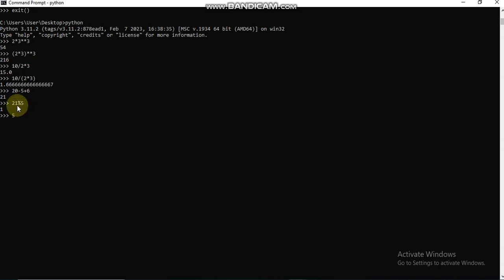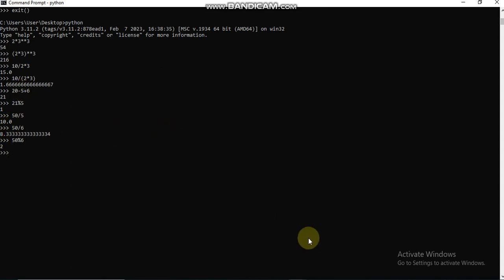I can also have 50 divided by 5. This should return 10.0, but I can also have 50 divided by 6. This should return 8.3, but I don't want a decimal number. I only want to get the remainder to see if this is a factor of 50. Then I can say 50 modulus 6. Then this should return only the remainder, which is 2, which means if I divide 50 by 6, I will get 48, then the remainder will be 2, which is what I have here.